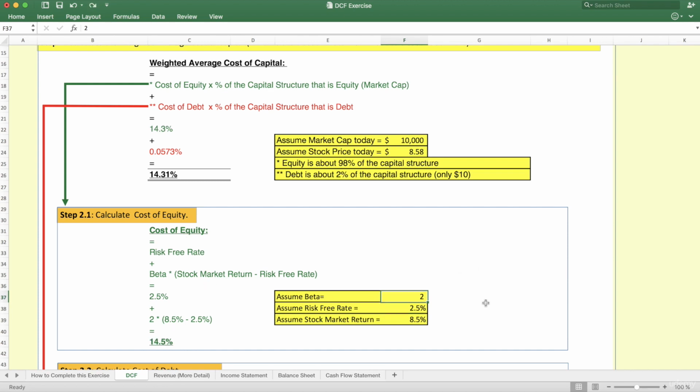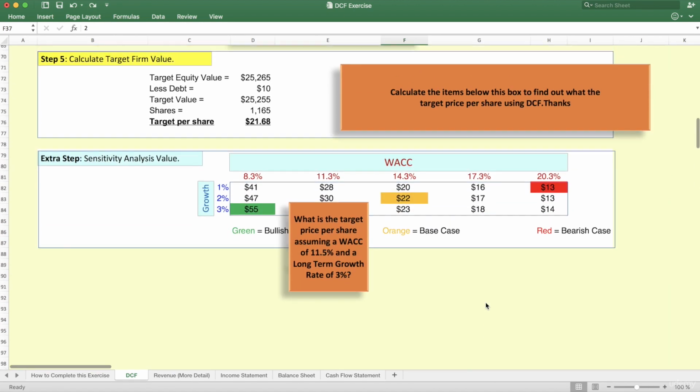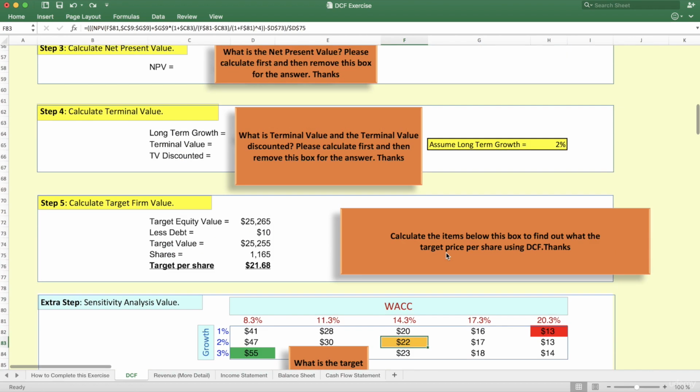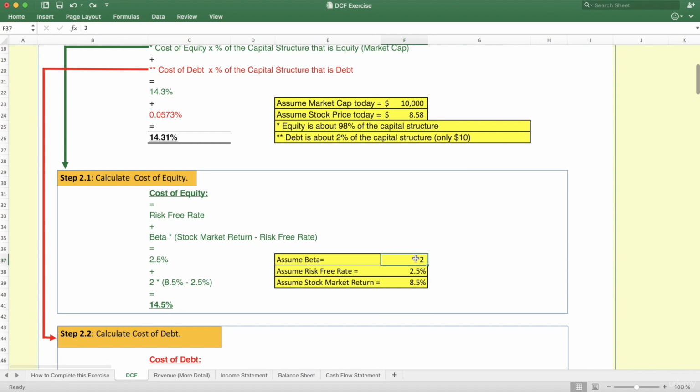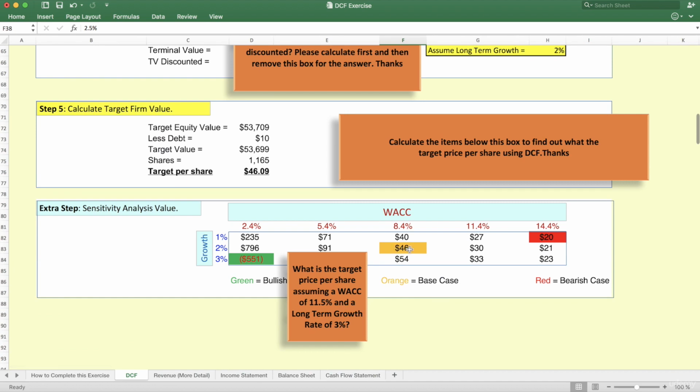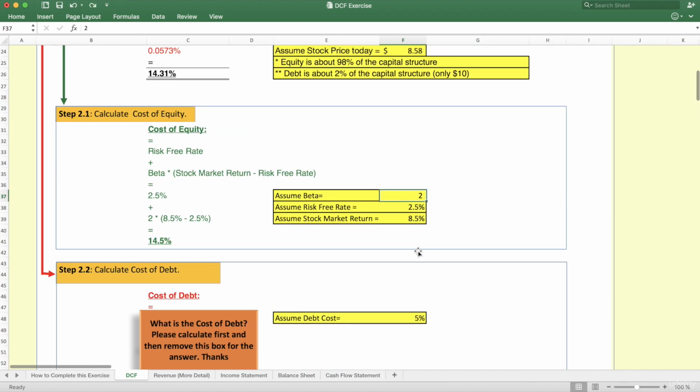So watch this. If our target price, just accept this for now, I'll get there in a second, is $22, watch what happens if I make our beta 1. Okay? If the risk is lower to invest in our company, watch what happens. Our target price goes up enormously. It's a big deal. Okay. And let's play around with it again.